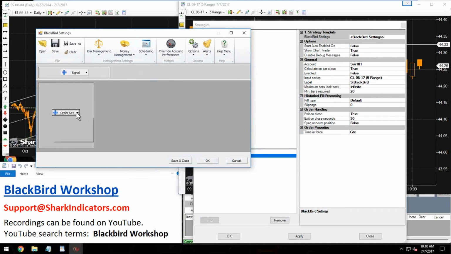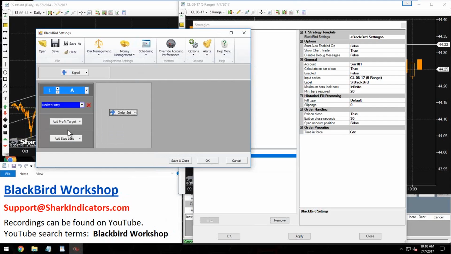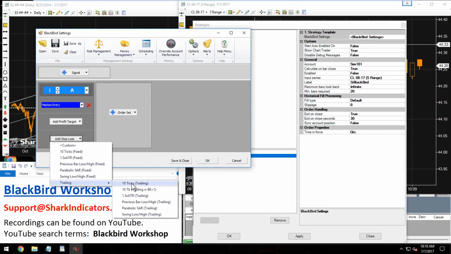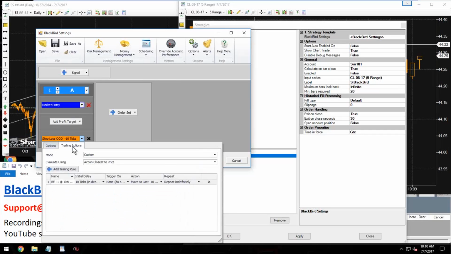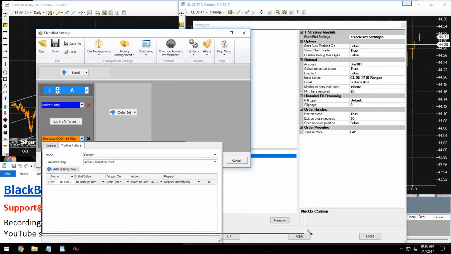And probably one of the most powerful things is BlackBird's order set. Right, so you can submit any kind of entry order that you want here. Right, we'll just do a market order. And of course, profit target, stop loss. But the big thing about BlackBird is its trailing capability. You can define really advanced trailing rules.